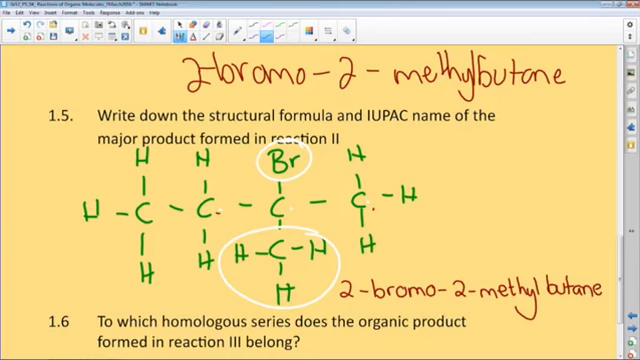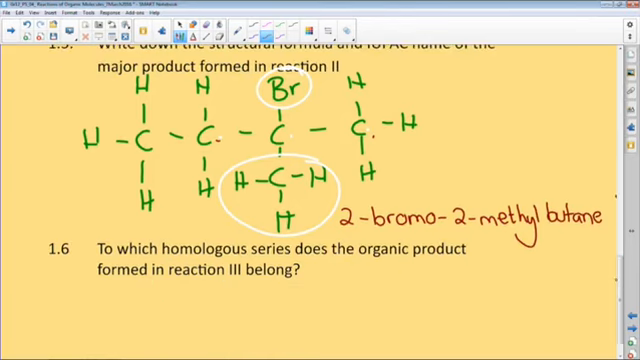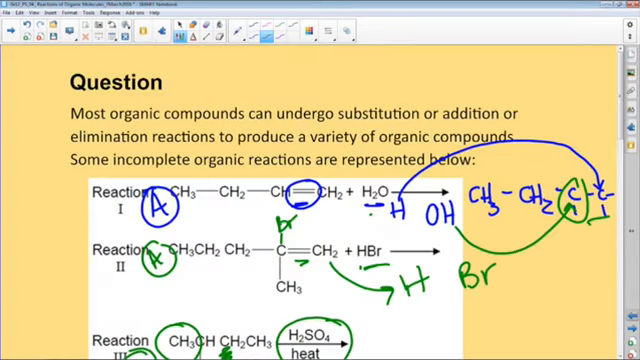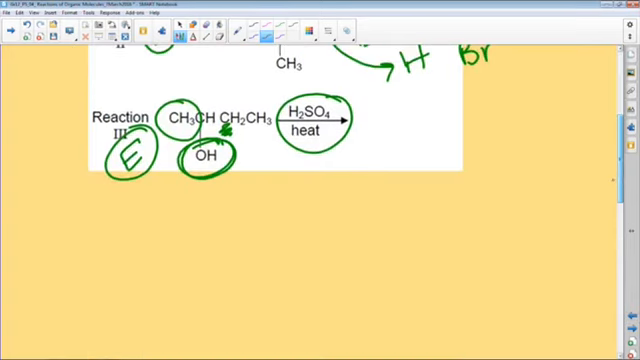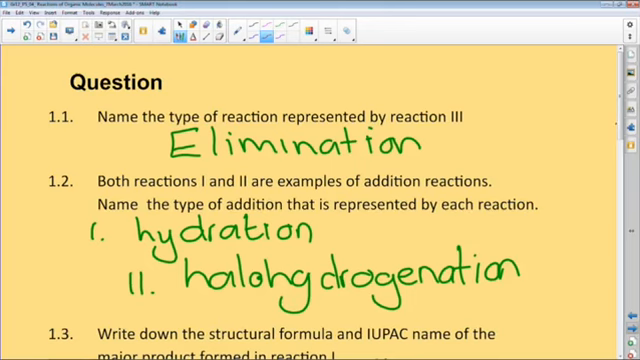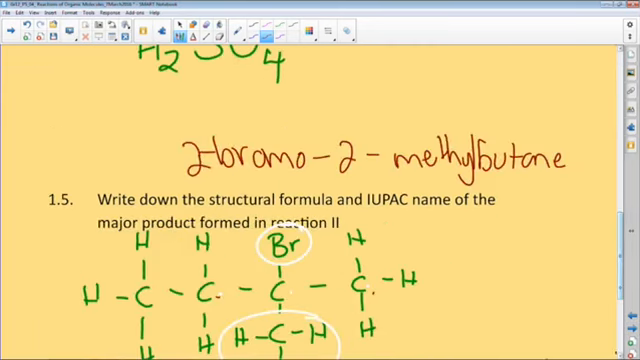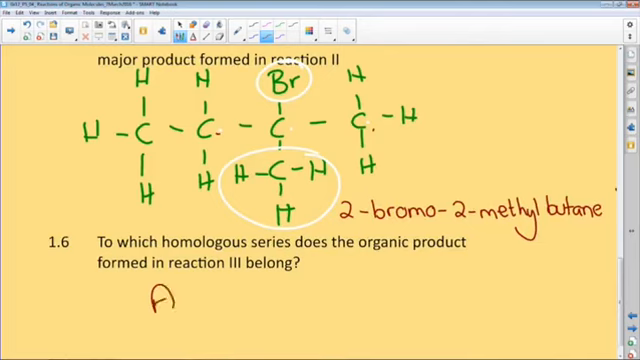Anyway, then it says, to which homologous series does the organic product formed in reaction 3 belong? Now, reaction 3 was the elimination reaction. We're taking the OH off. Elimination means I'm going to go from single to double bonds, which means if I'm creating a double bond, it's going to belong to the alkenes.